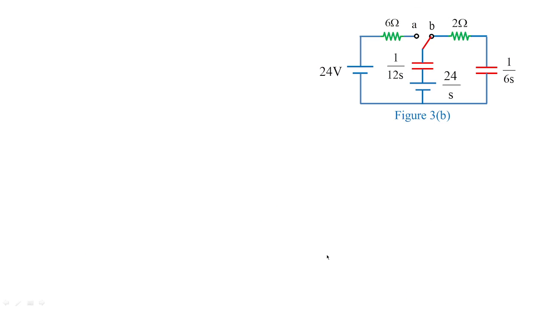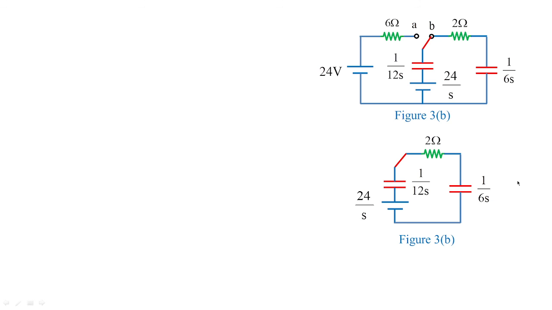As soon as the position of the switch is moved from A to B, the capacitor, which is 12 farads, is completely charged with some voltage, that is 24 by S. The Laplace form of the capacitor is 1 by 12S. You have 2 ohms as it is, and the capacitor 6 farad changes to 1 by 6S. Now this is actually seen in this form, that is figure 3B. The actual form is like this.